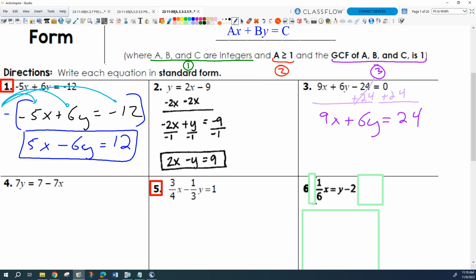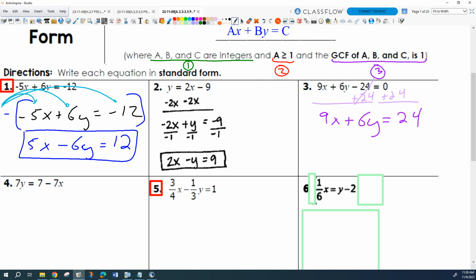Anything I'm still breaking there? Yes. What is it? What do you think, Brennan? Yeah, rule 3. The greatest common factor of A, B, and C is not 1. Is there another number other than 1 that divides into 9, 6, and 24? 3 does. Yeah, exactly. So I've got to divide everything, both sides of the equation, by 3.